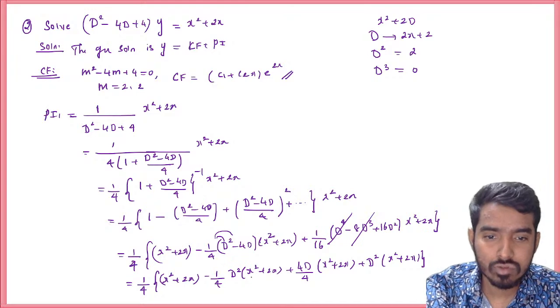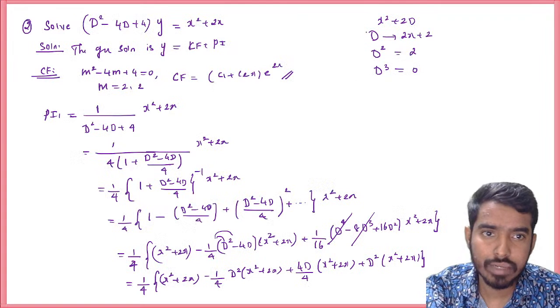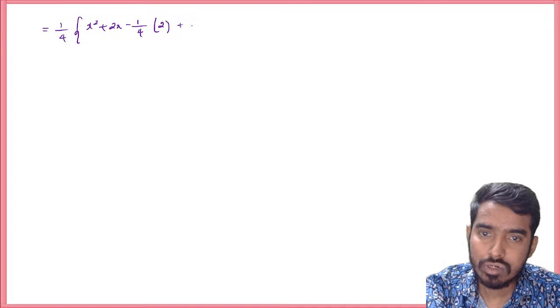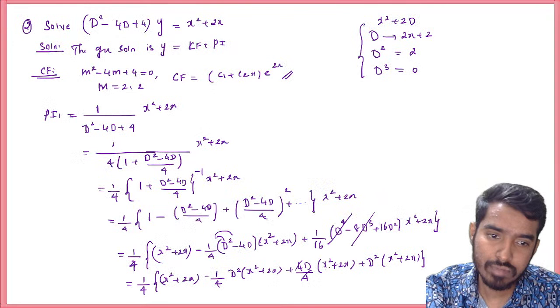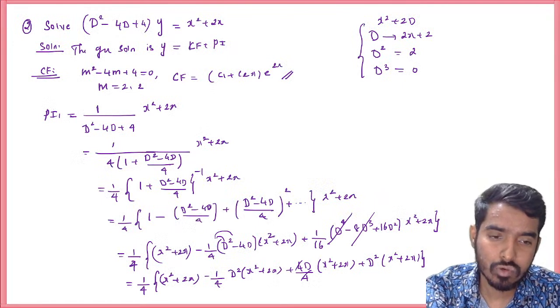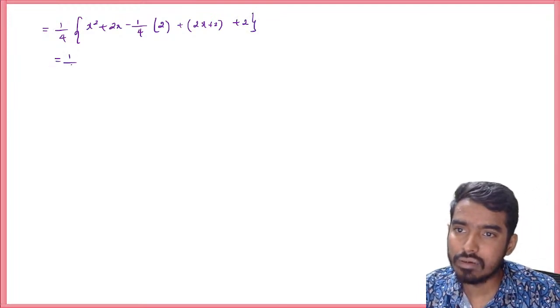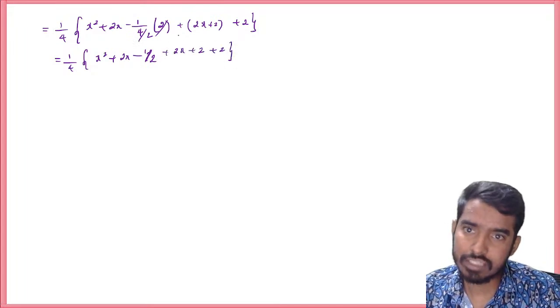So first derivative is 2x plus 2. D square is 2, right? So you will have 2. You can refer here, right? And this will be D of this term. So D of that is 2x plus 2. D square of this term, 2x plus 0, 2. So we'll have plus 2. Right? So this will be 1 by 4 x square plus 2x minus 1 by 2. So 2 1s are 2, 2 2s are plus 2x plus 2 plus 2.